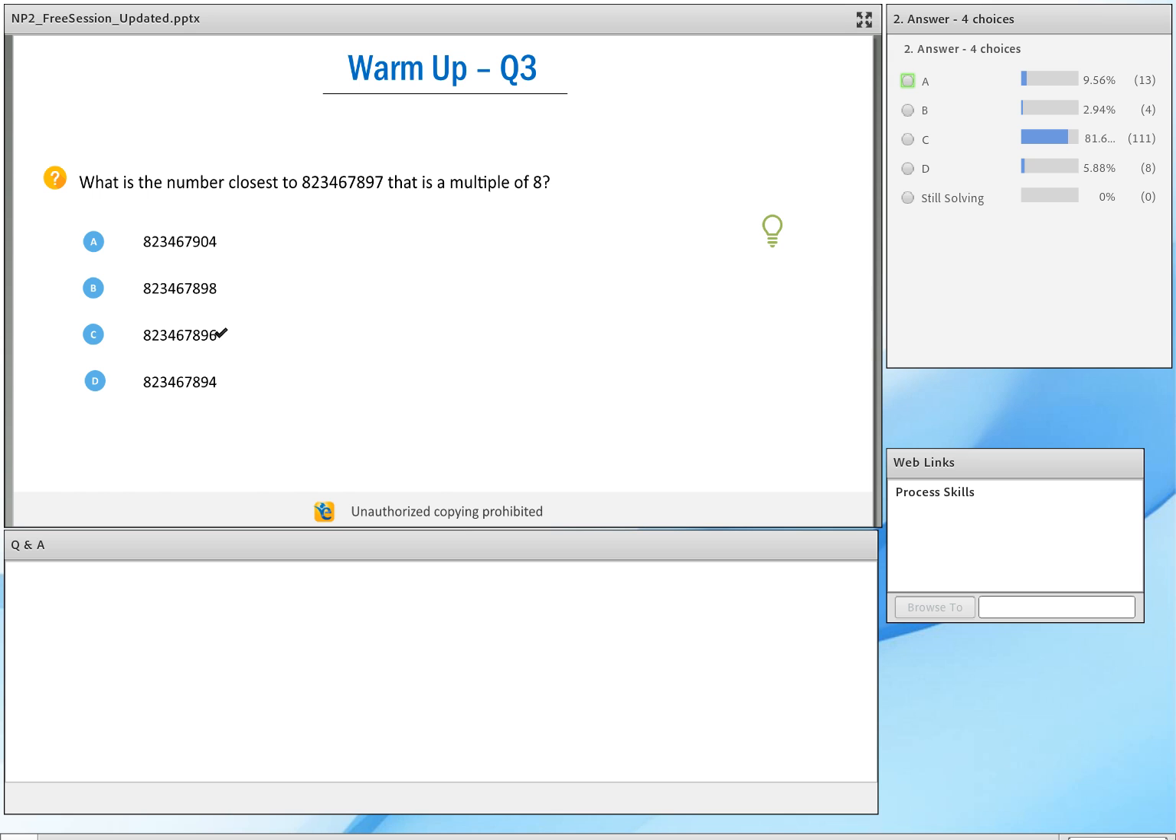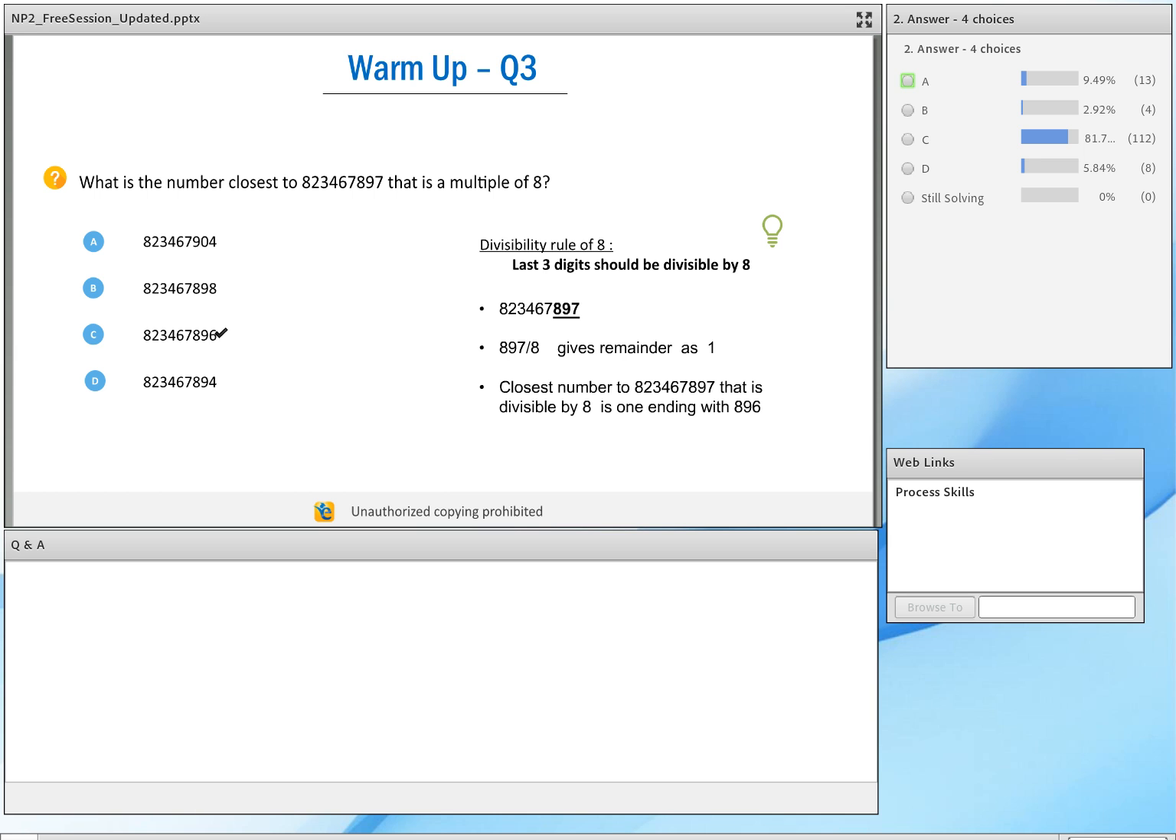And the way to go about doing this is to really say, hey, the divisibility rule for 8 is that the last 3 digits should be divisible by 8. Hence, we look at this and say, okay, 897, we divide that by 8. It gives a remainder 1, which means that what we should do to get the closest number is subtract 1. And as we subtract 1, we get the number ending with 896, which is choice C.